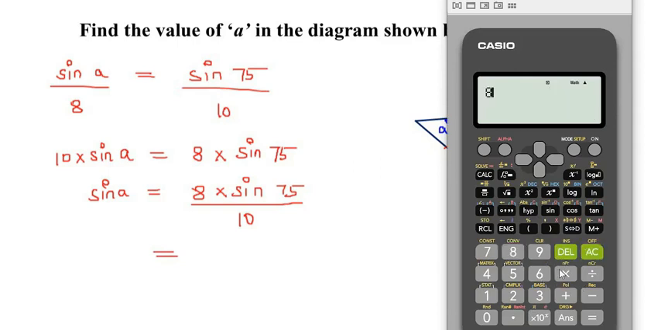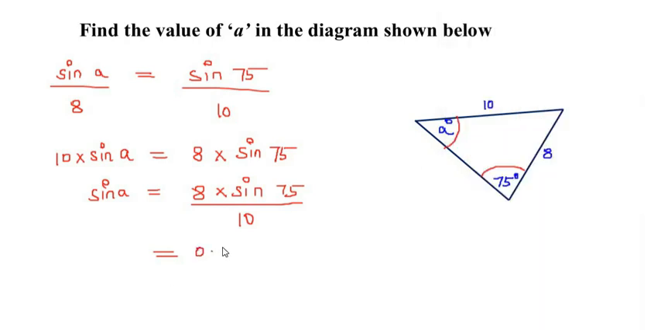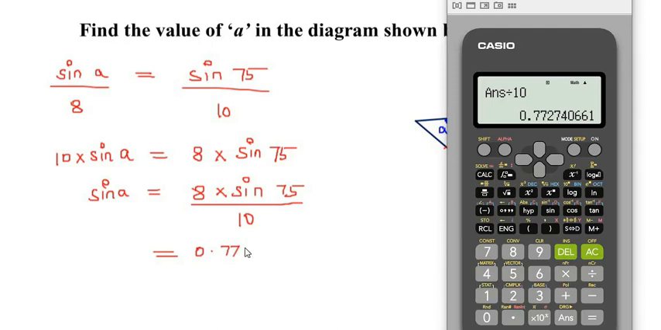Let us quickly calculate it and see how much we get. We have 8 times sine 75 divided by 10. This is in fraction form, so you can click on S to D to get it as a decimal, 0.7727. Take at least 4 digits after the decimal point.